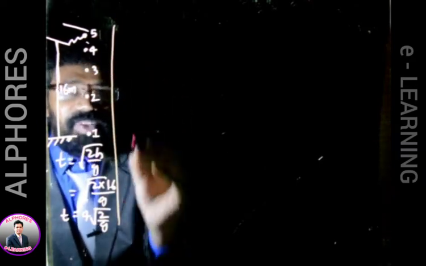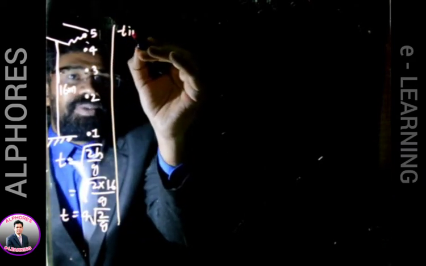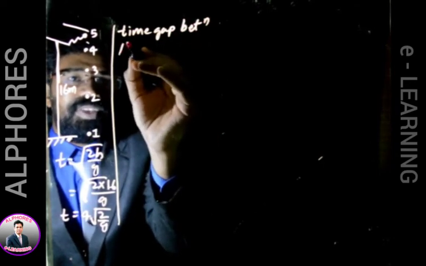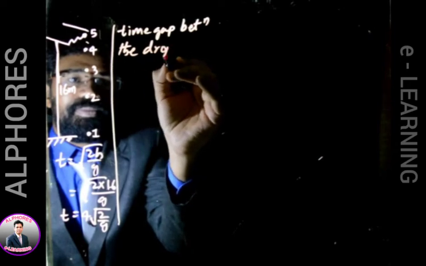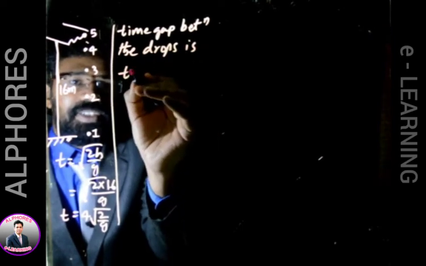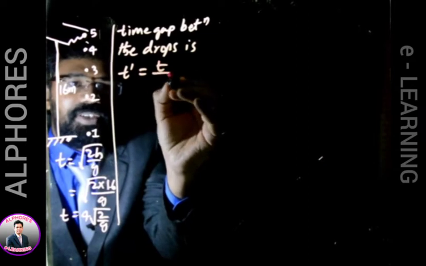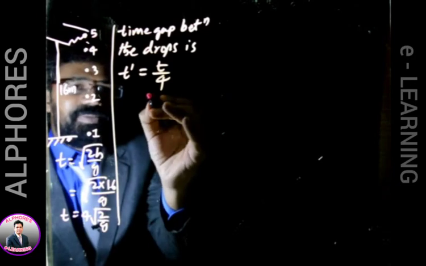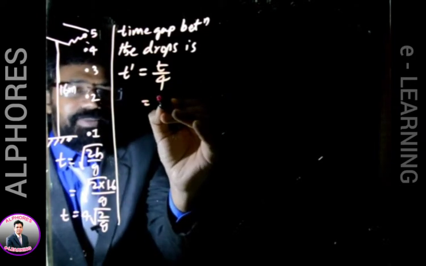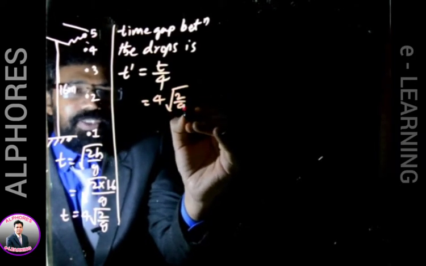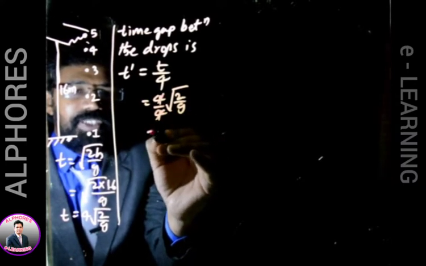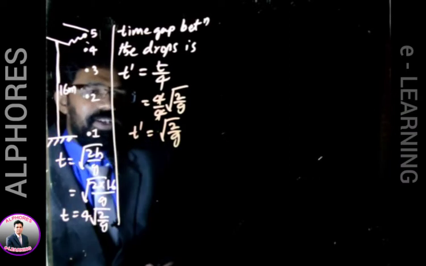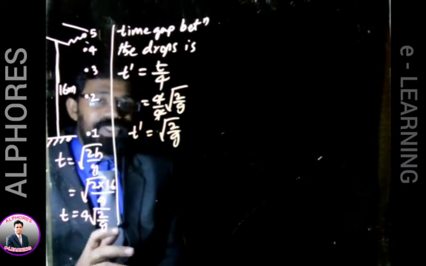Therefore, the time gap between the drops, I'll take it as t dash, is equal to T by 4. Now, how much is T? 4 into under root 2 by g, divided by 4, the 4 gets cancelled. So the time gap between two consecutive drops is equal to under root 2 by g.